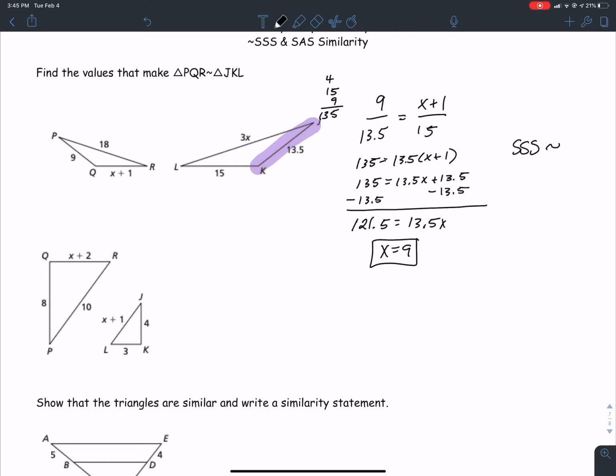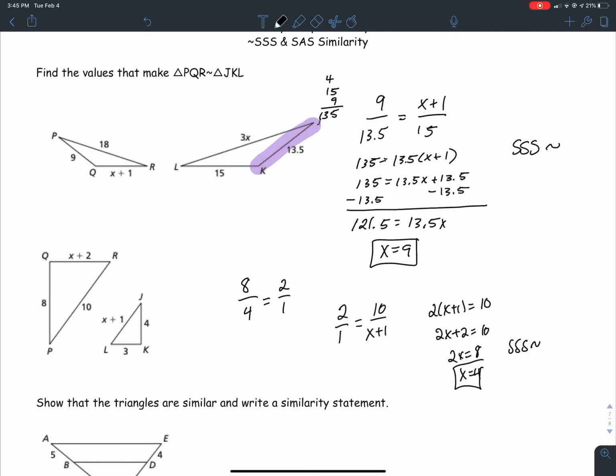Alright, so this next one, side-side-side 2. So we pick PQ again. 8 over 4 gives me 2 over 1. So I can do 2 over 1 equals, this time, 10 over x plus 1. So I get 2 times x plus 1 equals 10. 2x plus 2 equals 10. 2x equals 8. X equals 4. So as long as x equals 4, I get side-side-side similarity.